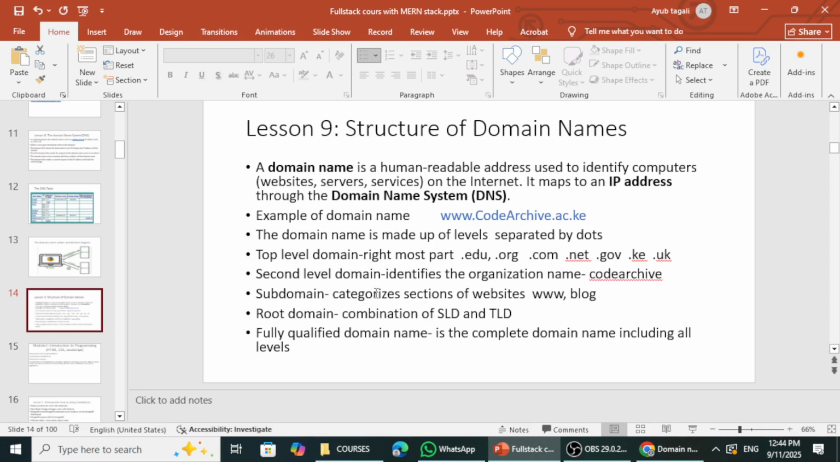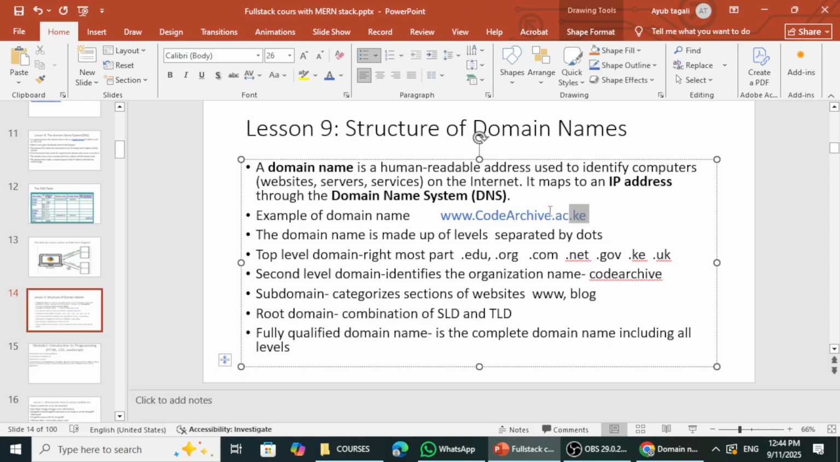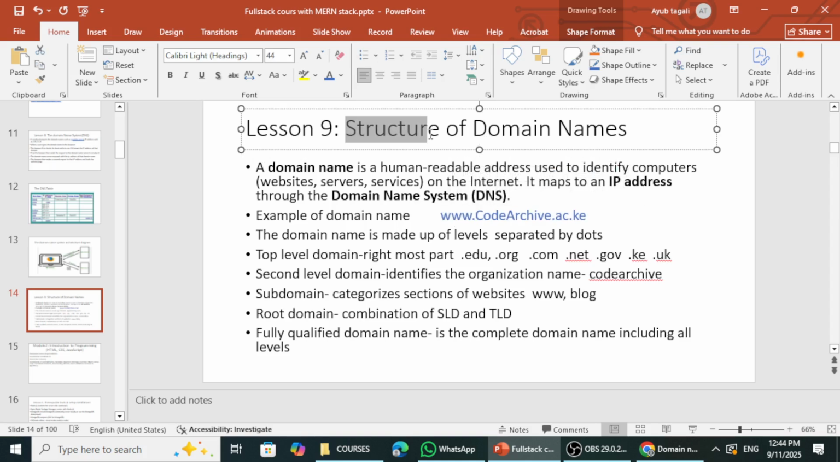An example of a domain name could be a name like this one here, www.codearchive.ac.ke. When you look at this domain name, you can see that it is made up of different parts, and these parts are what we call the structure of the domain name. These parts are separated by dots. So let's look at the different sections of the domain name. The domain name is made up of levels which are separated by dots.